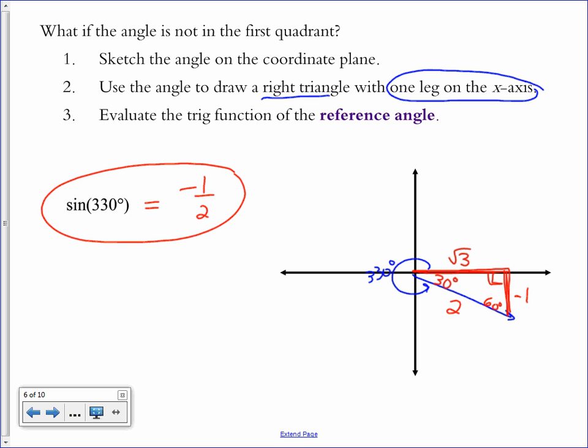So the hard work is really in drawing the triangle correctly and making sure that any negatives are labeled correctly, so that when you do the sine or the cosine or the tangent of your reference angle, you've got the negatives worked in where they need to be. Because of course the sine of 30 degrees is not negative, but the sine of 330 degrees is. And so that's how it compensates for the fact that we've left the first quadrant.